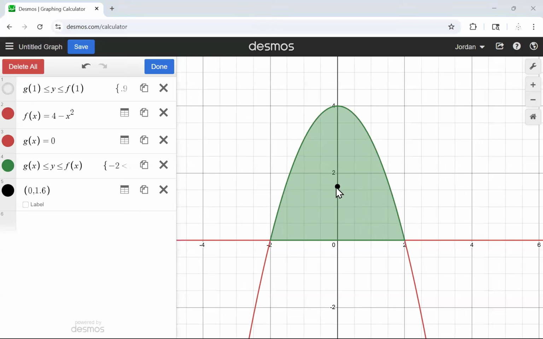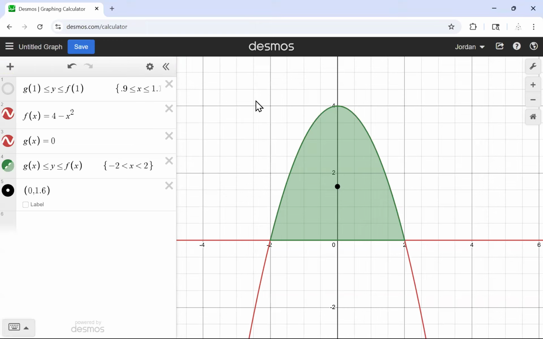So here's the point at which this planar lamina that I have shaded in green should be balancing. That's the point 0, 1.6. And hopefully it does make sense that left and right are going to be balancing along the y-axis, because those are mirror images of each other on the left-hand and right-hand side of the y-axis.